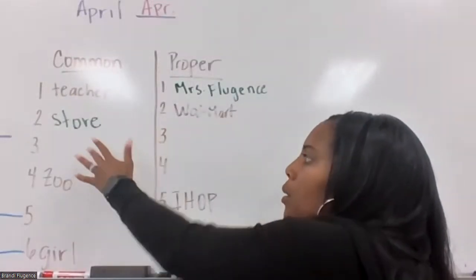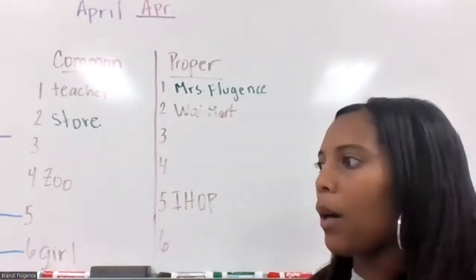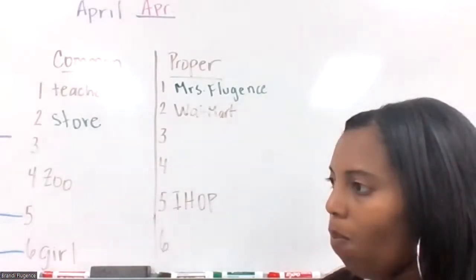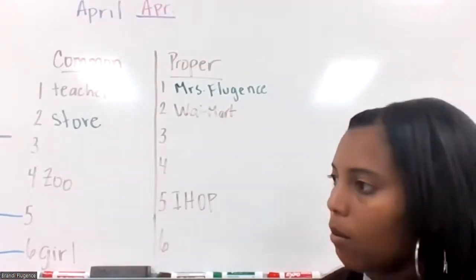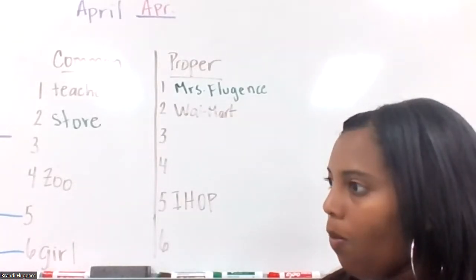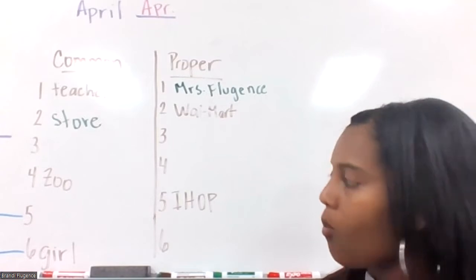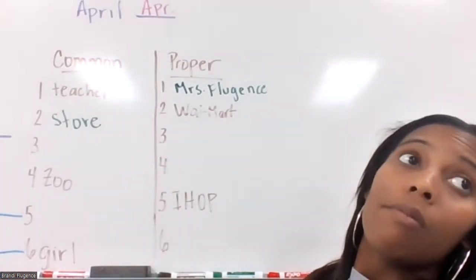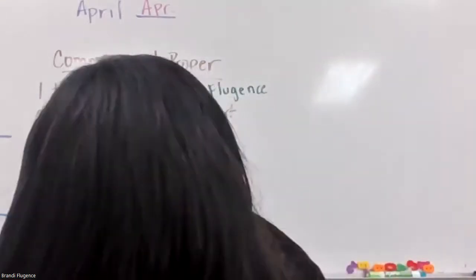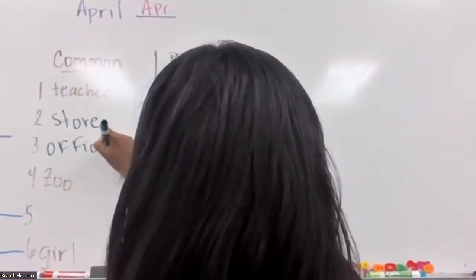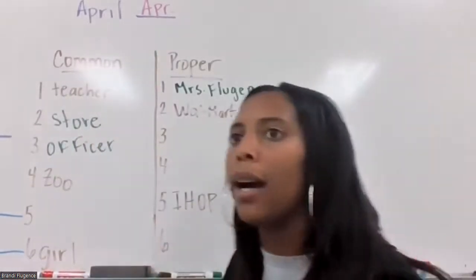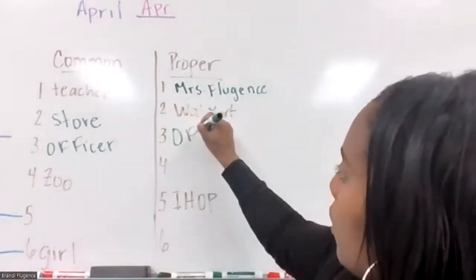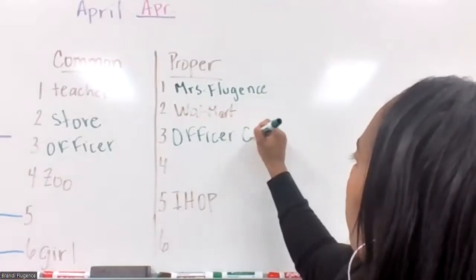Okay, nothing for 3. So you give me one. Give me a common noun and we'll turn it into proper. It can be of a person or place. McDonald's. Well, that's not a common noun. Restaurant. Officer. Okay, and let's turn officer, common, into a proper noun. What would be the proper of officer? Officer Co. Okay.